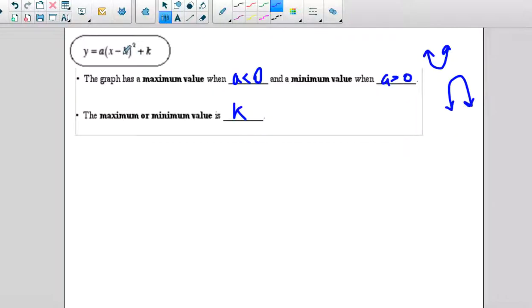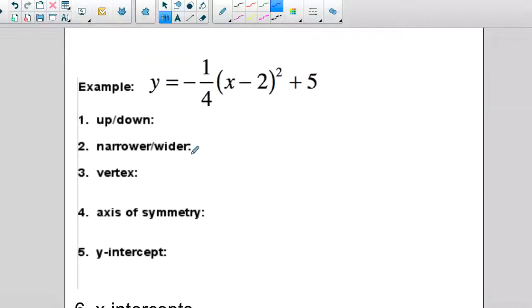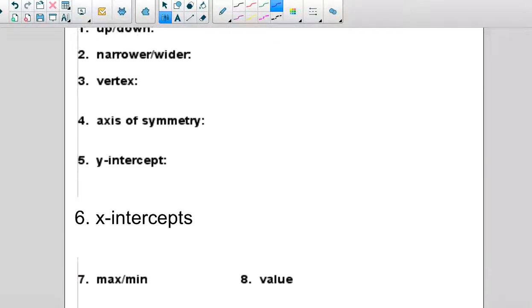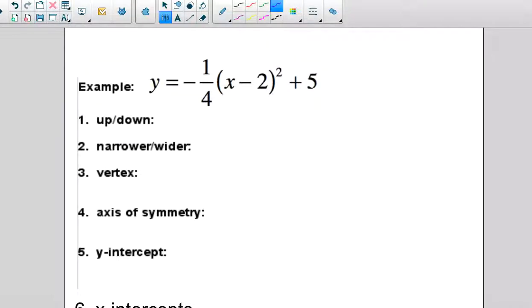So you get the vertex right in the equation, you get the axis of symmetry right in the equation, you get the maximum or minimum value right in the equation, unlike standard form when you had to solve for that using negative b over 2a. All right, so here's a typical example. You're just going to name all of these characteristics just like we did before, but now it's in vertex form, which should make our lives a little bit easier.